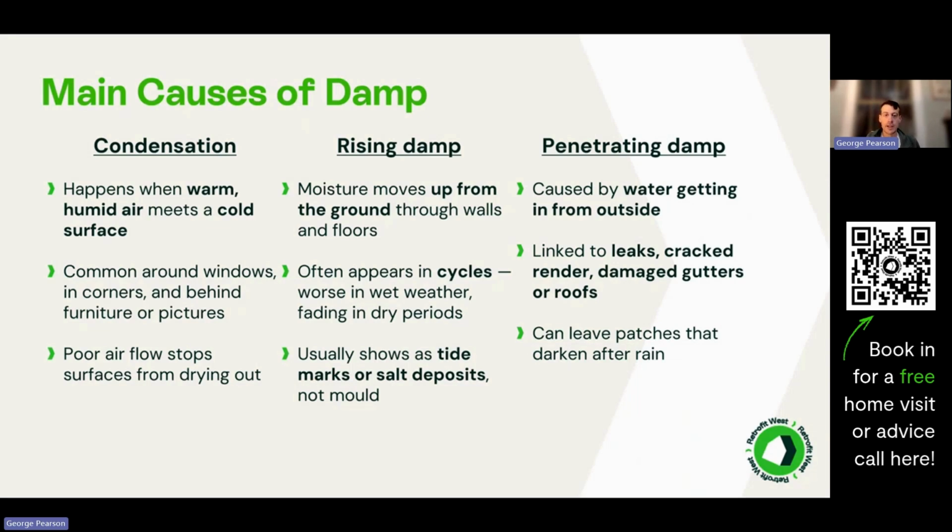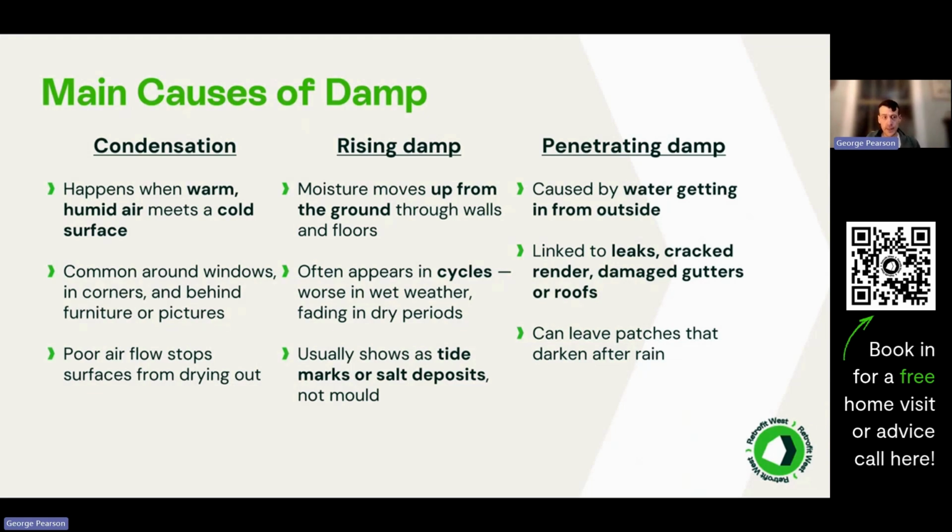Rising damp is less common, but it's usually found in older buildings without a proper damp proof course. It appears at the base of the wall and can show as white salt deposits rather than mould, and this is where you're seeing the moisture rise up and then come down again, and it leaves a faint line. This is linked to ground moisture, and it worsens in wet periods, but can improve as it dries.